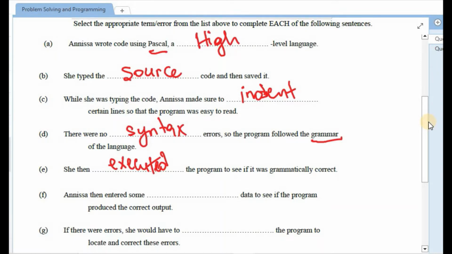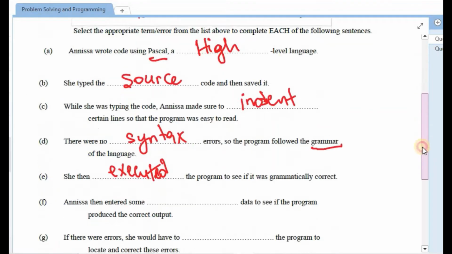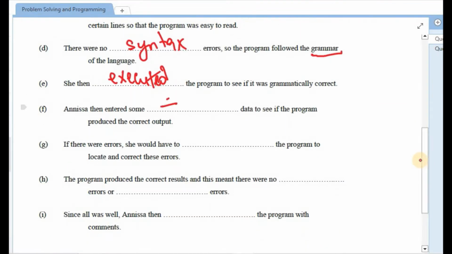F, Anissa then enters some dash data to see if the program produced the correct output. What type of data could she have used so that she could test what the output would look like? She would have to use some test data to get this up and running. So test data, and this would have been the example of where we use our trace table in order to see what the output of the actual program will look like.